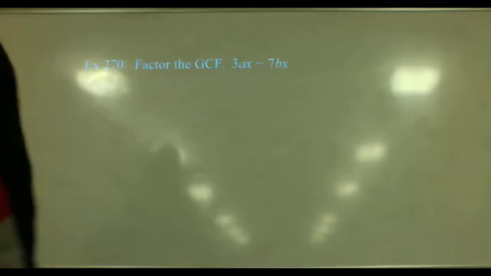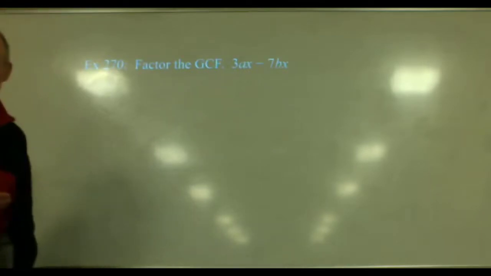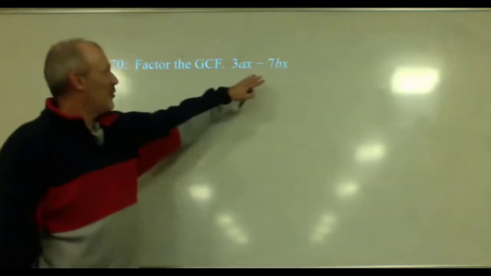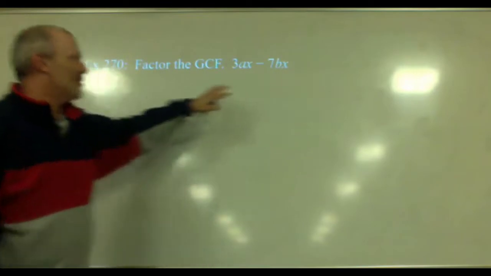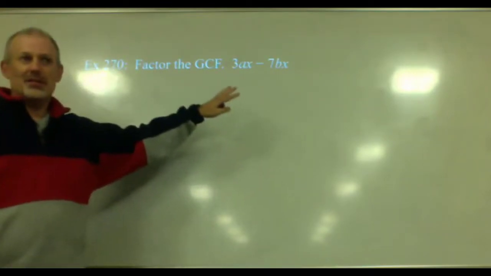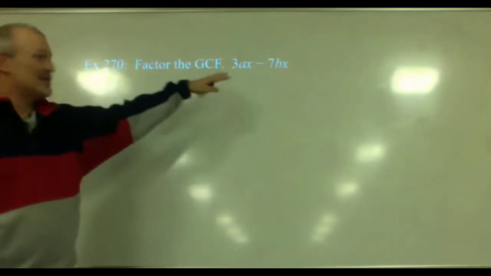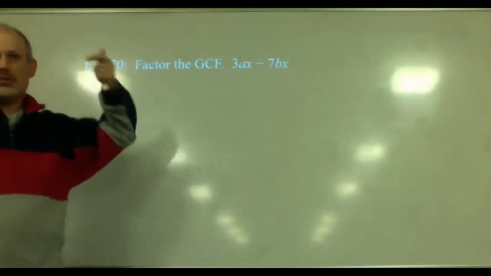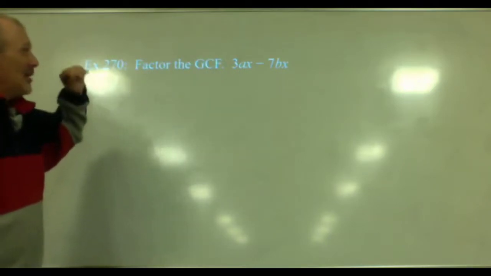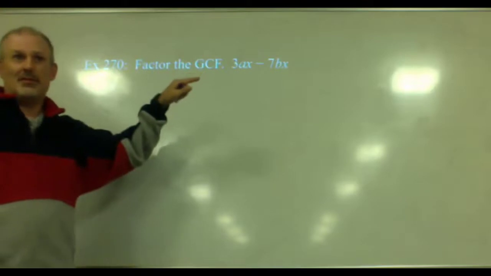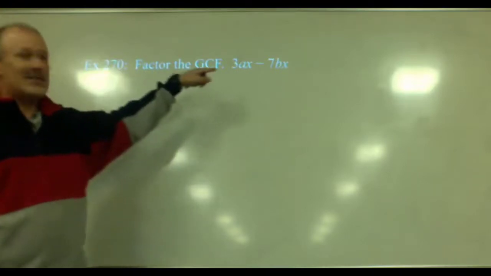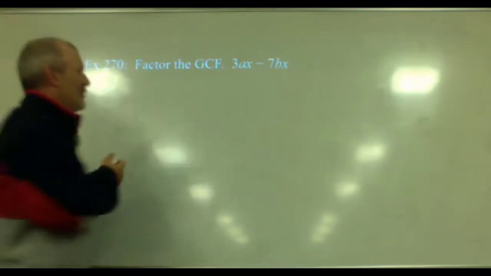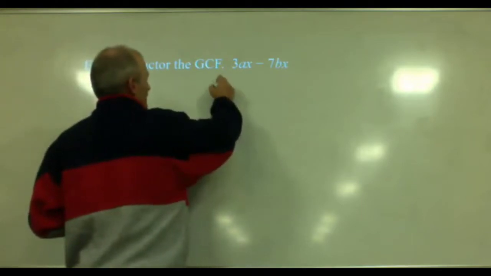Okay? So let's take a look at, first of all, reminding ourselves what we just did, 3.5 minutes ago, because I was going to do this the next week, but all right. What is our greatest common factor here? We look at the numbers. Do we have a number that will divide into 3 and 7 both evenly? No. So we skip the number part. How about A's? No. How about X's? Yeah. Okay, they both have an X in them, so we can factor out an X.